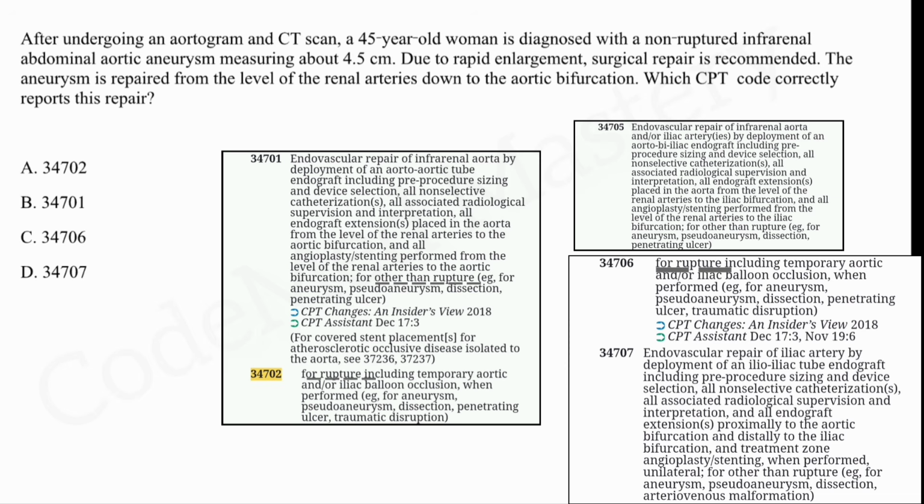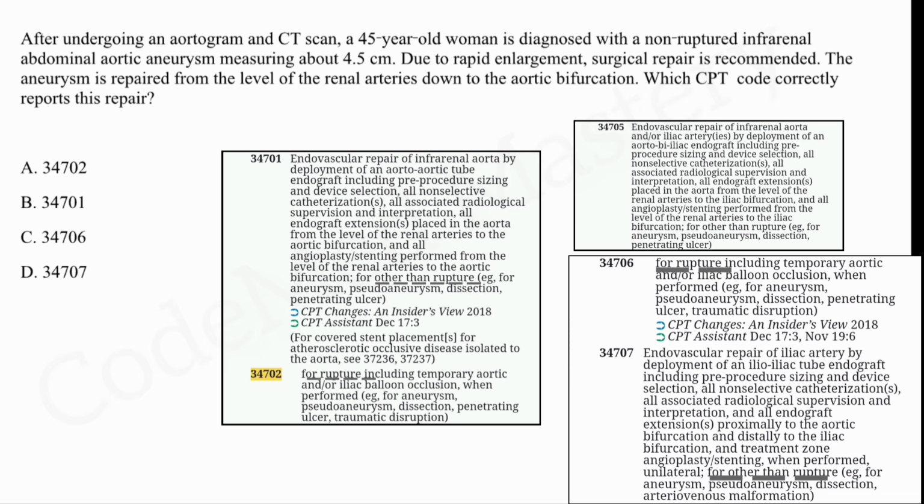And 34707 is for endovascular repair of iliac artery by deployment of an ilioiliac tube endograft including pre-procedure sizing and device selection. All non-selective catheterizations when performed unilateral for other than rupture.